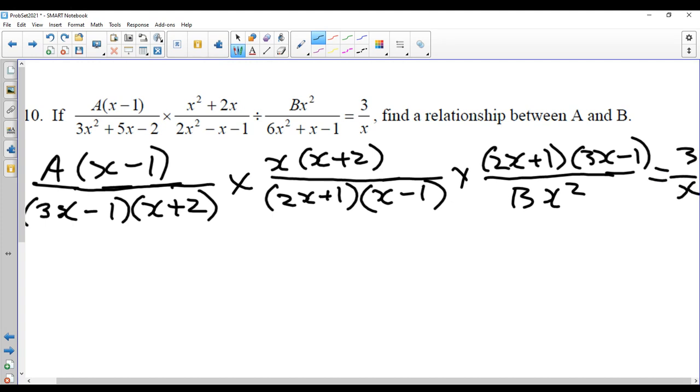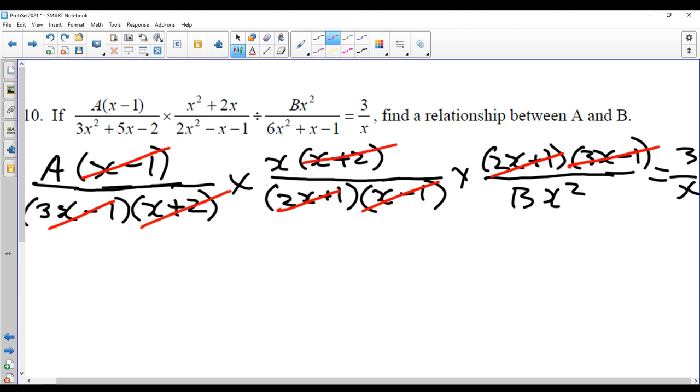Now, can we reduce this down? Can we get some stuff out of the way? Does anybody see any options for us to do that? Help me out. Manor Hill, please go ahead. 2x plus 1 and the 2x plus 1. Let's see if we can finish this up. Anything else that you see there? Go ahead, AJ. The x minus 1 and the x minus 1. Yes. Anything else? The 3x minus 1 and the 3x minus 1. Anything else? Yes. The x plus 2 and the x plus 2.